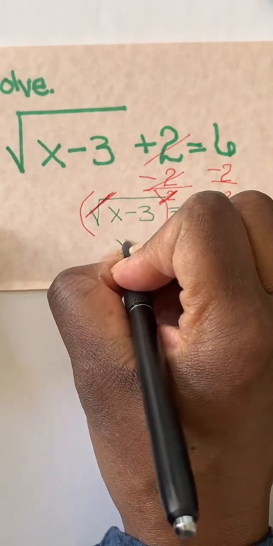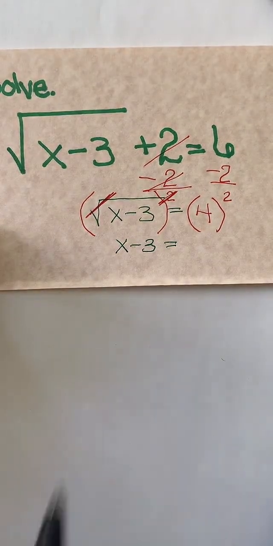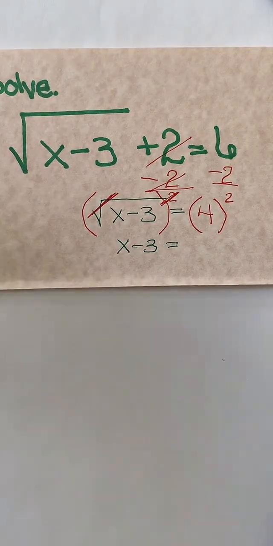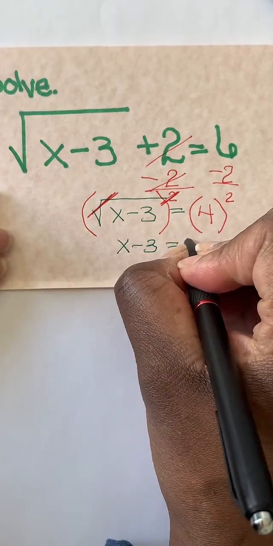So now we have x minus 3 equals 4 squared. Now, 4 squared, where are we? Oh, where'd my 4 squared go? My 4 squared escaped me. All right, we'll figure it out. So with our 4 squared, we know that that is 4 times 4. And 4 times 4, that will give me my 16.